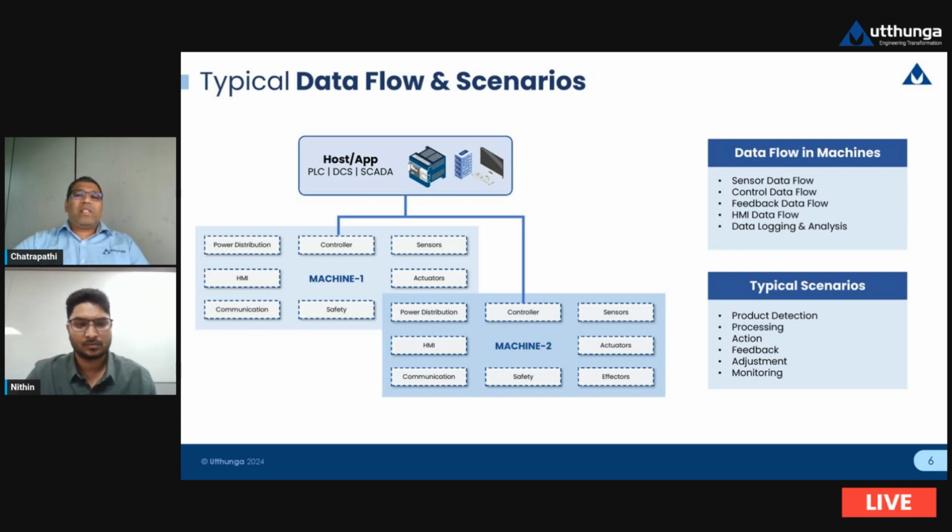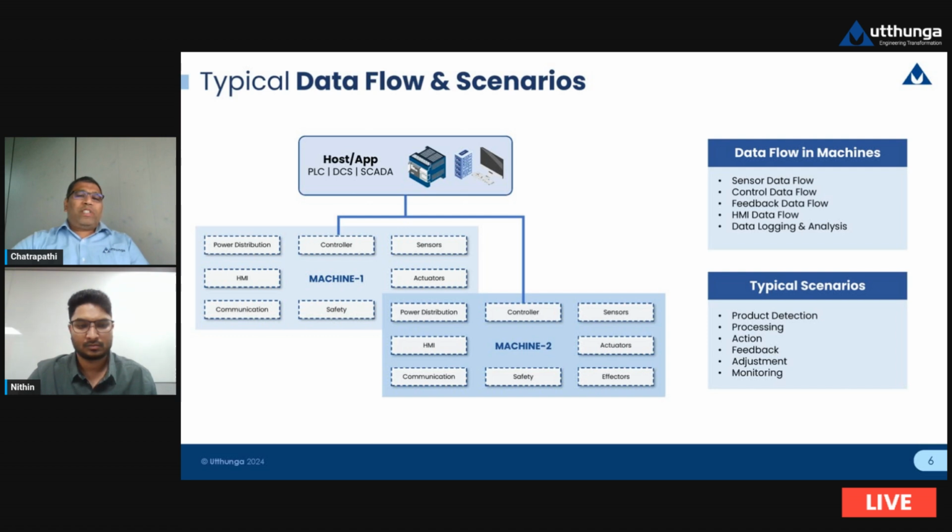So sensor data flow, this is where sensors collect data on either product presence or position, weight, dimensions, and so on. And then this data is sent to the controller for processing. This is how the controller understands what's going on in the machine.